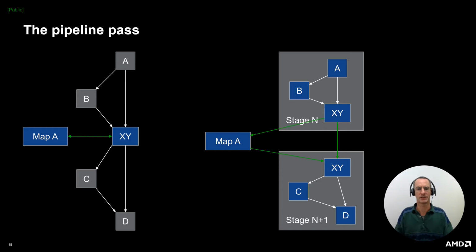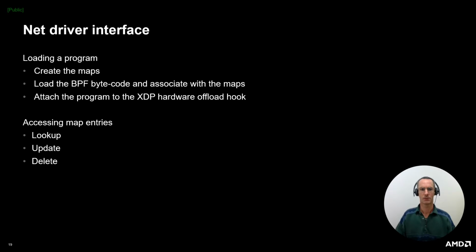Let's turn to the changes we'll make to the net driver. We plan to load the XDP program onto the SmartNIC using the existing BPF system call and offload callbacks into the net driver. As things stand in Linux at the moment, the user space program is expected to perform 3 steps when an XDP program is being offloaded.